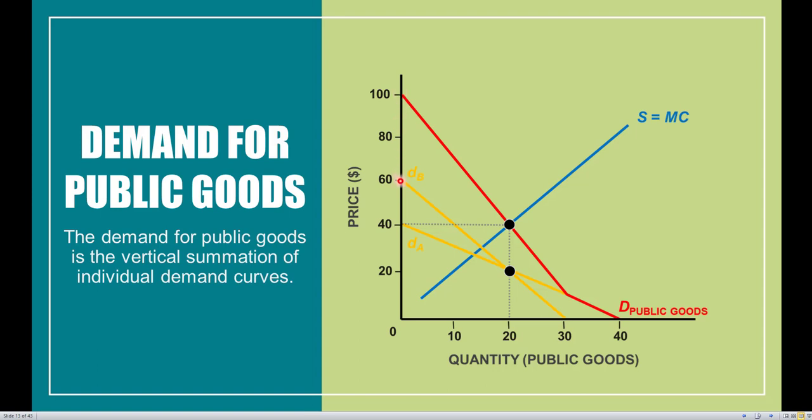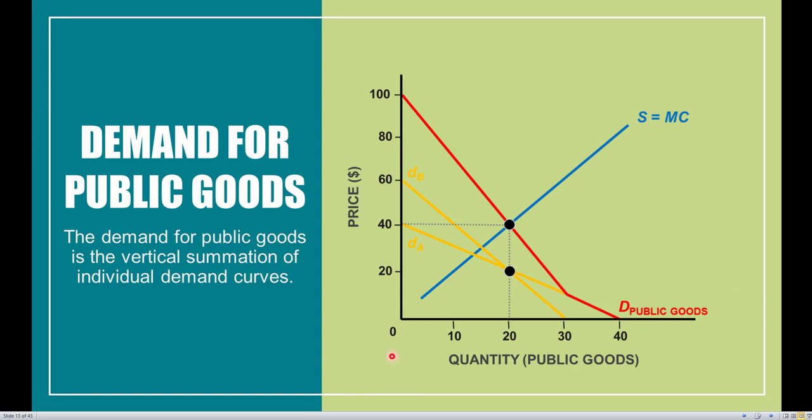And then you continue on for each of these quantities that we have. So here we'll go for a quantity of 20. At a quantity of 20, we notice that person A has a price equal to $20. Person B also has a price equal to $20. So the market price is going to equal $40, that's 20 plus 20. And then you continue on with every single quantity for every single person. And this red line right here is exactly going to be our market demand for these public goods.